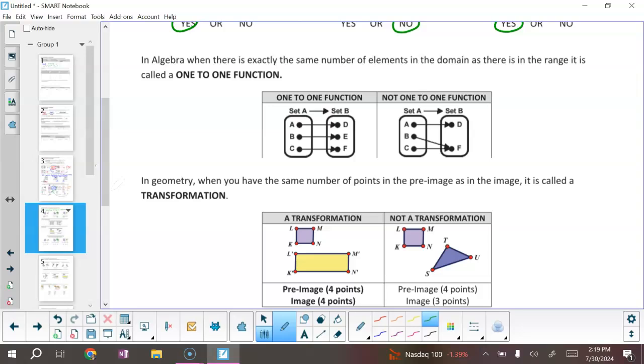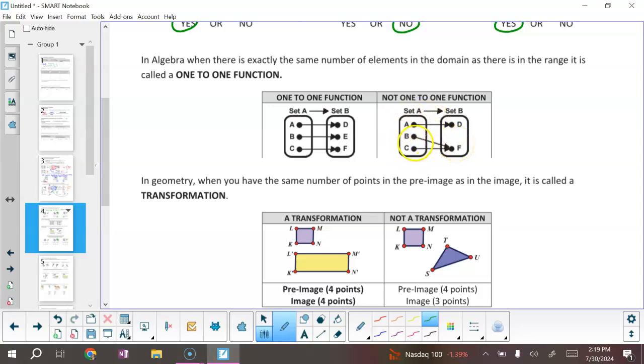So, like you can see on this first one, set A has A, B, and C, and set B has D, E, and F. They all have one arrow coming off of them, so that makes it a function, and they're all going to their own location. A is going to D, B is going to E, C is going to F. A not one-to-one function.